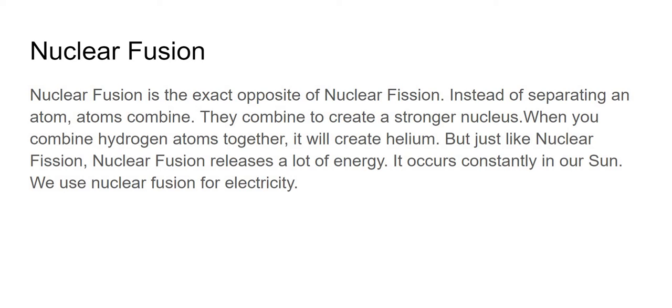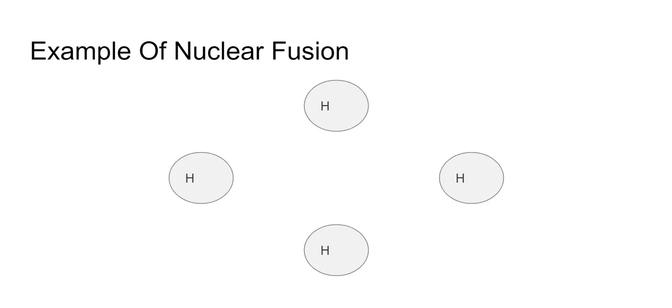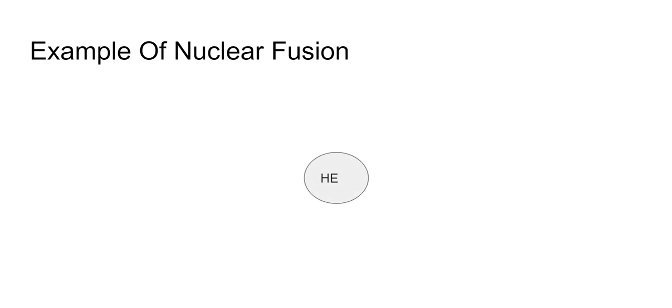We use nuclear fusion for electricity. And how do we harness this energy? We have a tool called a fusion reactor which harnesses the energy. Now I'll show you a quick example of nuclear fusion occurring. So what happened here? As you saw, hydrogen smashed into each other and created helium. This is exactly what happens in our sun every moment.